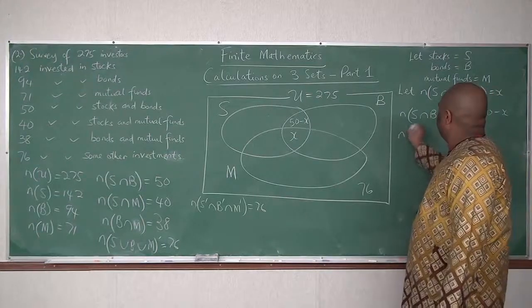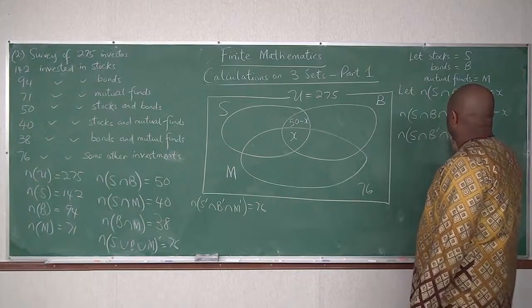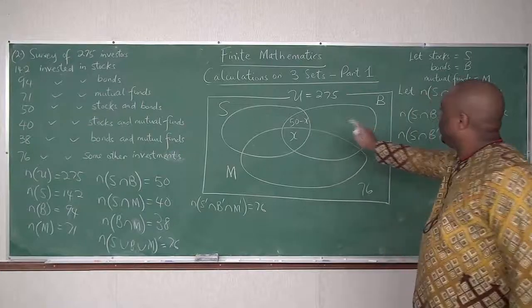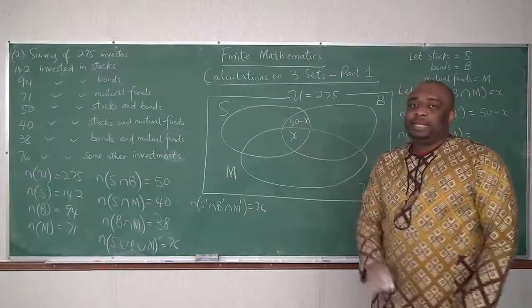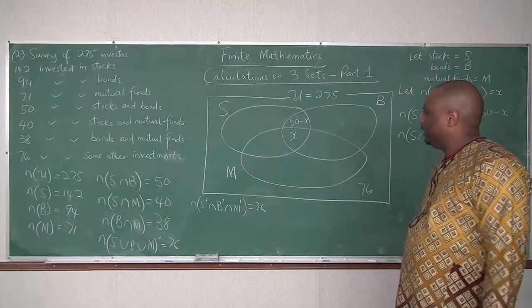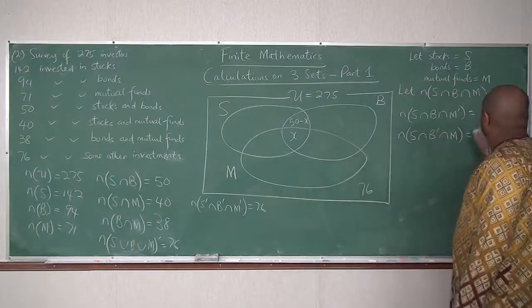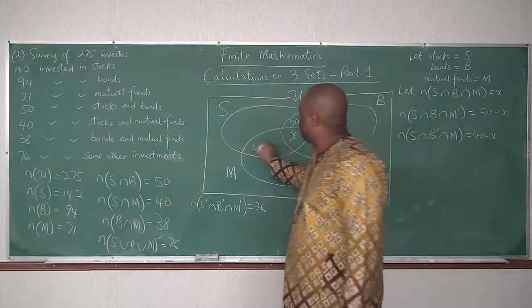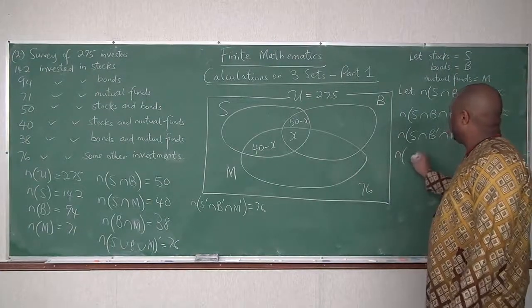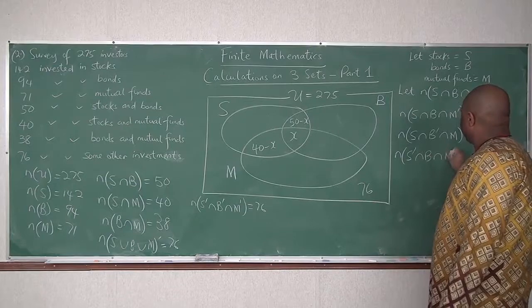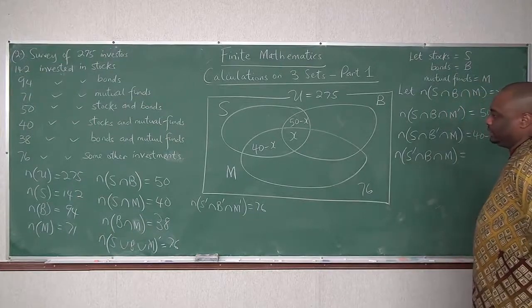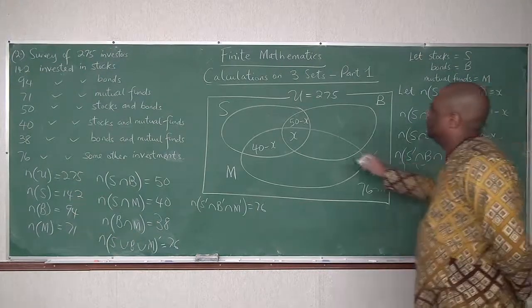This is stocks and bonds only. Then stocks and mutual funds only, S intersect B prime intersect M, is 40 minus X. So we put 40 minus X. Then bonds and mutual funds only, S prime intersect B intersect M, is 38 minus X. That is here.